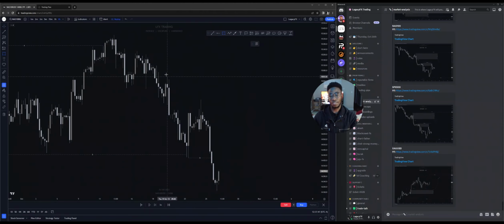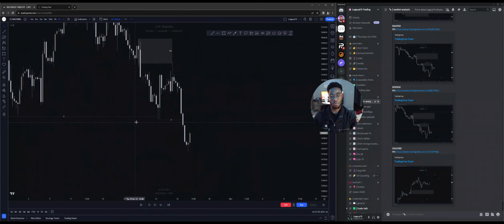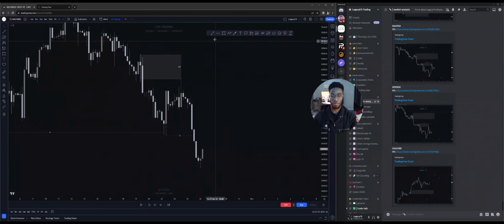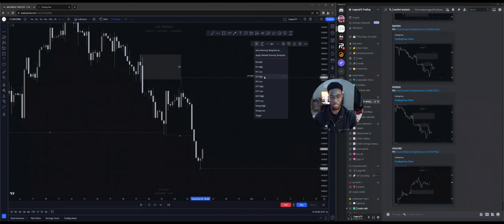Now, at the beginning of this week, we wanted to sell price, which we did sell from this 4-hour zone. But now we do have a new breaker structure, meaning we have a new 4-hour high, which is this. And there's a new 4-hour low, which is down here. So H4 low.